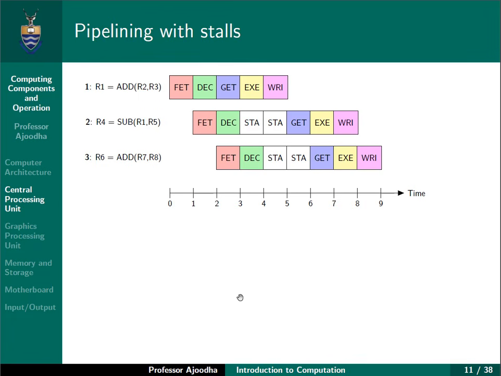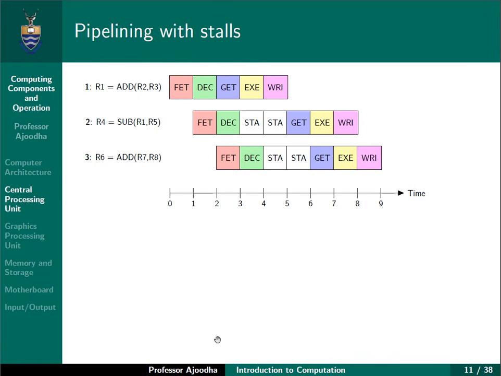Notably, even though instruction 3 does not depend on instruction 1 and 2, its execution is delayed since it's the last instruction to be executed. So one way to fix that is we can just rearrange the order of the instructions.